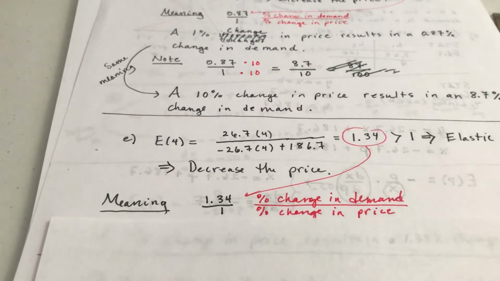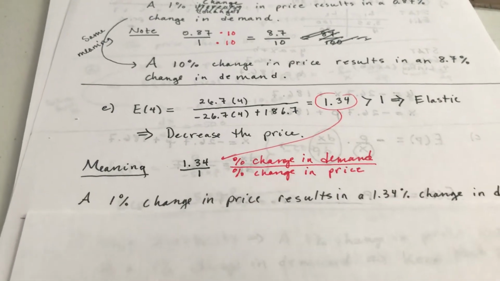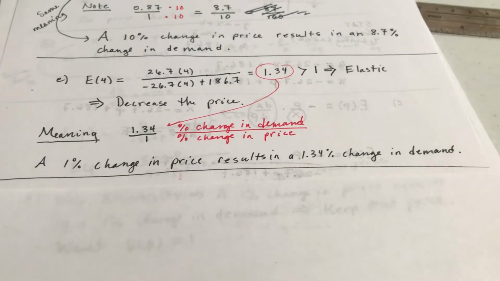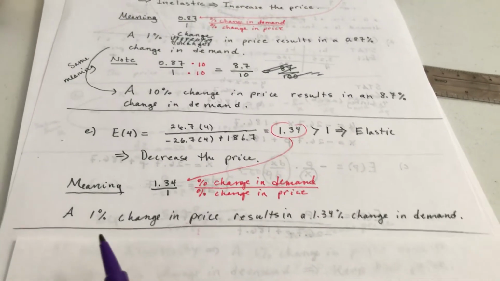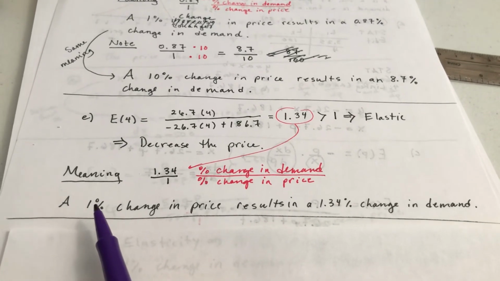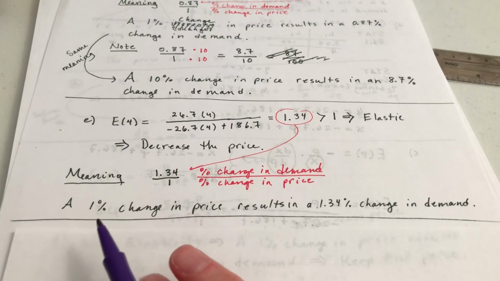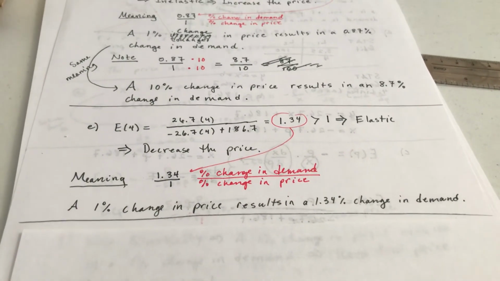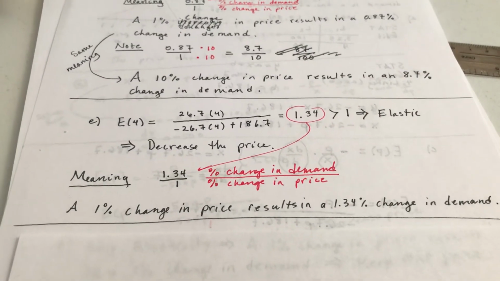And the meaning is 1.34 is a percent change in demand over a 1% change in price. So I would just say a 1% change in price results in a 1.34% change in demand. Now again, we could say 10% here versus 13.4% here, moving the decimal one place to the right if we multiply by 10, looking at 10% instead of 1%. All right, I'm going to turn this off before I get to part F.